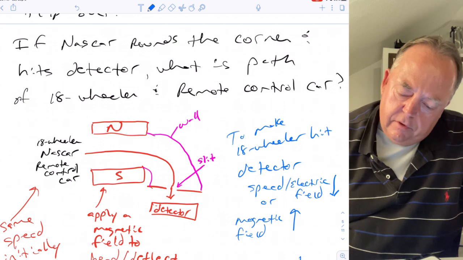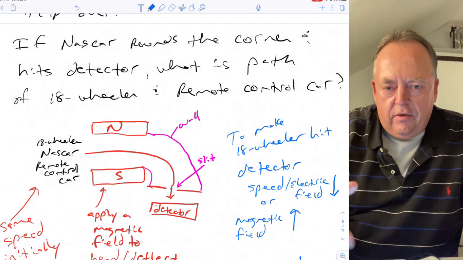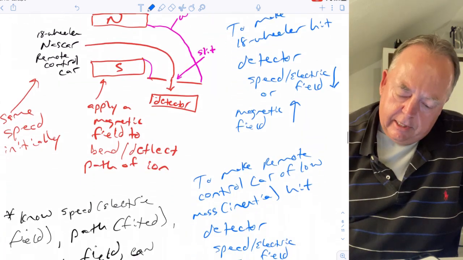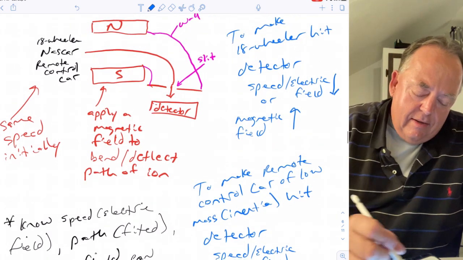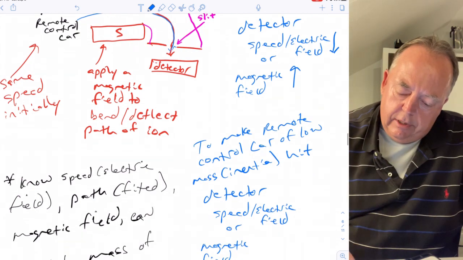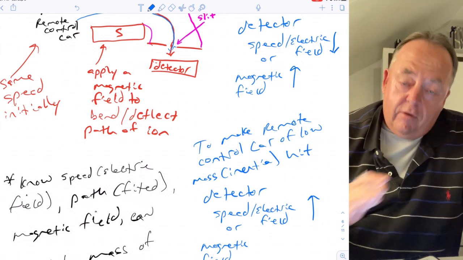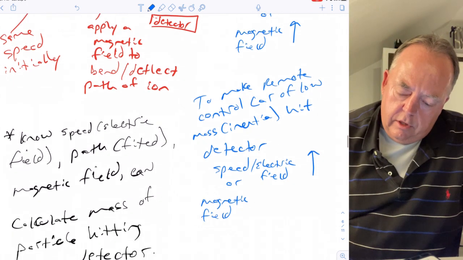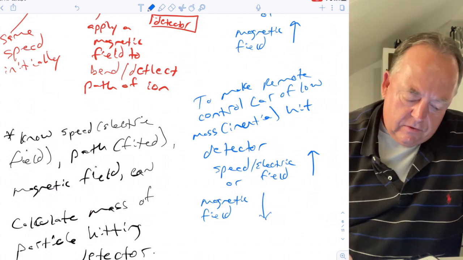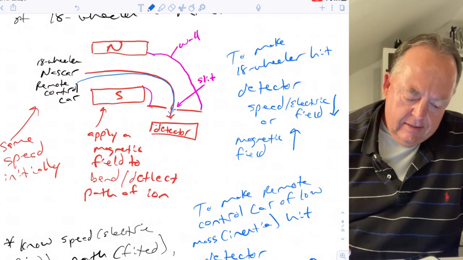So something that's really heavy, you could either slow it down so it has a chance to get around the corner, or you could increase the magnetic field and deflect it more. And something that's really light, like the remote control car, right? If you wanted it to make the corner, since it's really light, you could give it more forward momentum, so you could increase the electric field to get it going faster into the corner. Or you could decrease the magnetic field so it's not deflected as much, right? But they all had to traverse the same path in order to hit the detector.